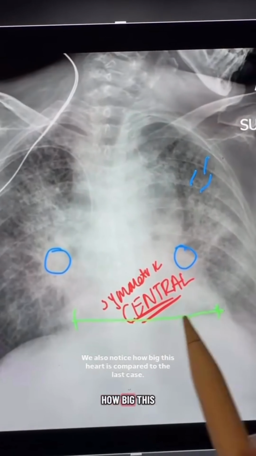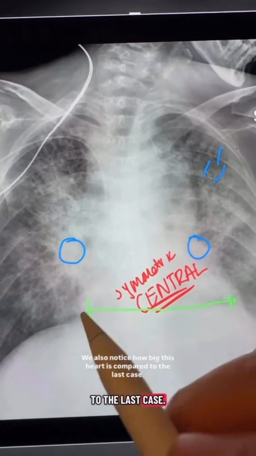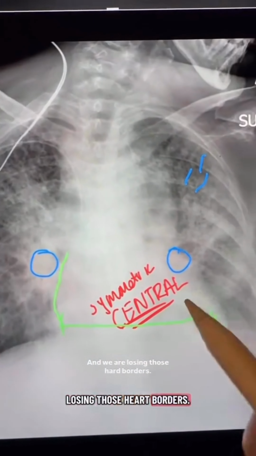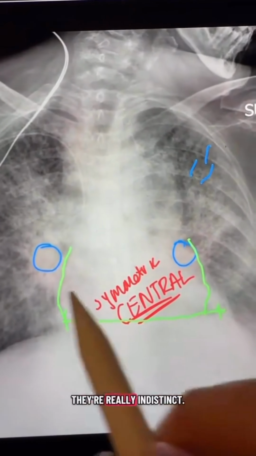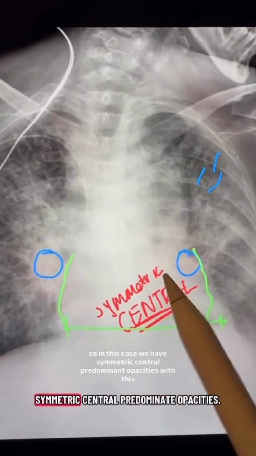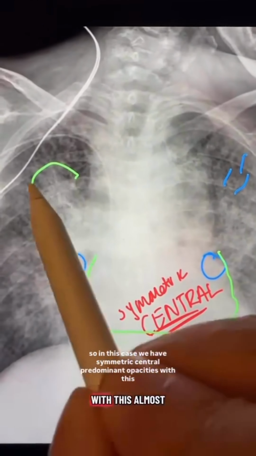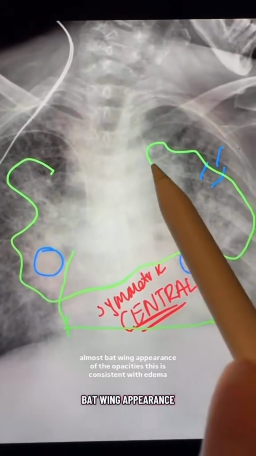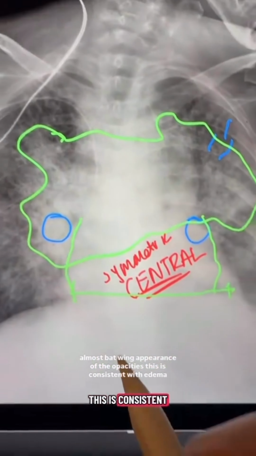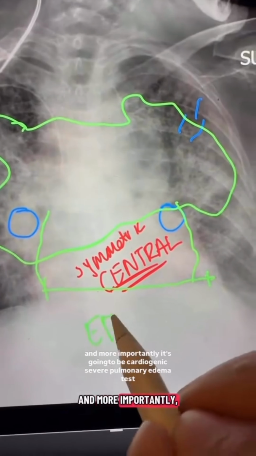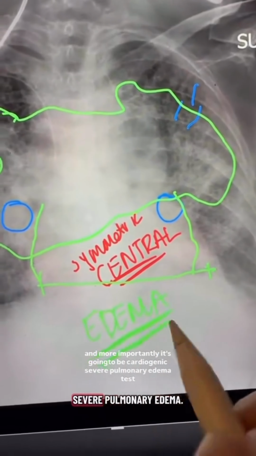We also notice how big this heart is compared to the last case, and we are losing those heart borders. Can't even really make them out in this case. They're really indistinct. So in this case, we have symmetric central predominant opacities with this almost bat wing appearance of the opacities. This is consistent with edema, and more importantly, it's going to be cardiogenic severe pulmonary edema.